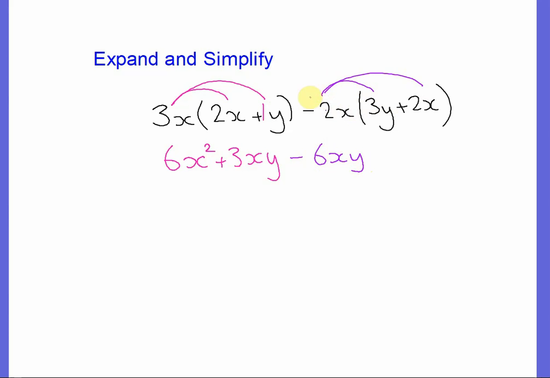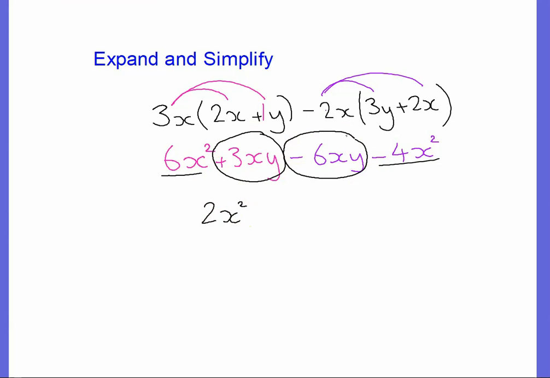And here we go again. Negative times a positive, negative. 2 2s are 4. And this time we do have a repeated letter, x times x. So we just write it as x squared. Now, let's look at the like terms. We've got 6x squared, take away 4x squared. We're going to have 2x squared. We've got a positive 3xy's, but then we're taking away 6 of them, and we end up with minus 3xy.